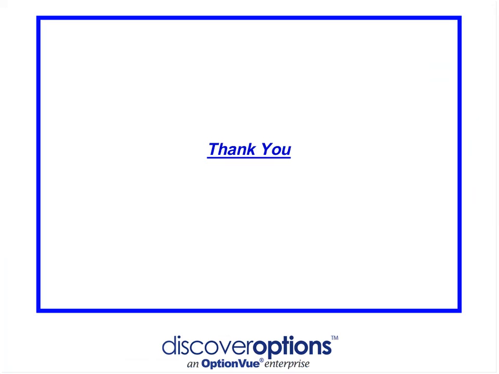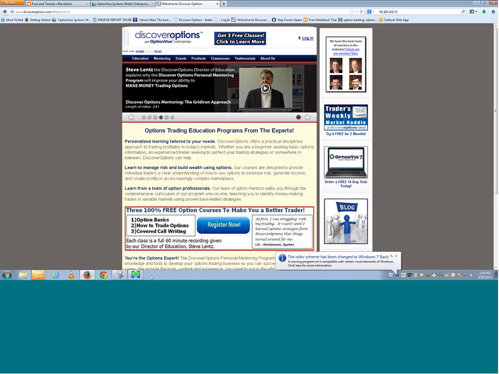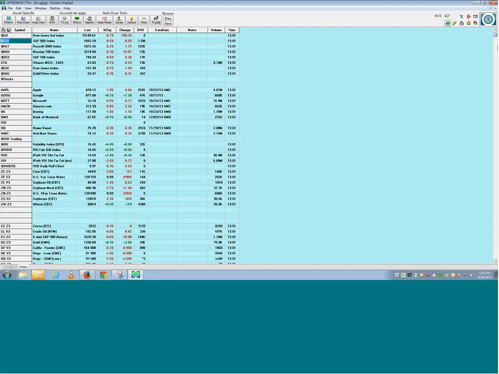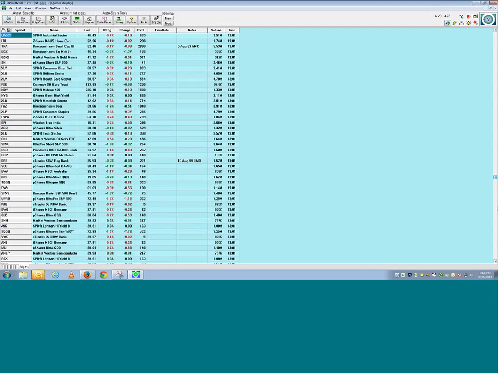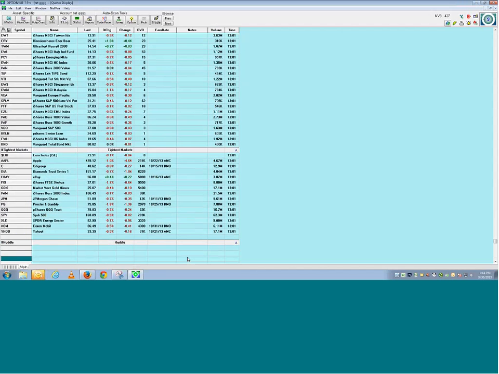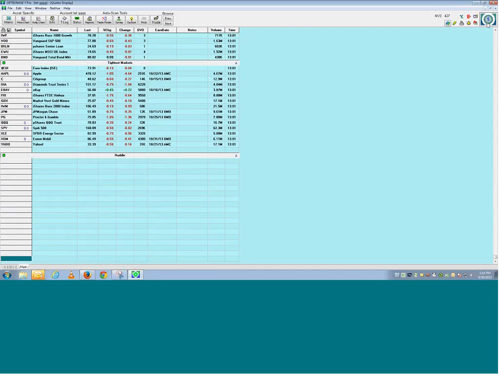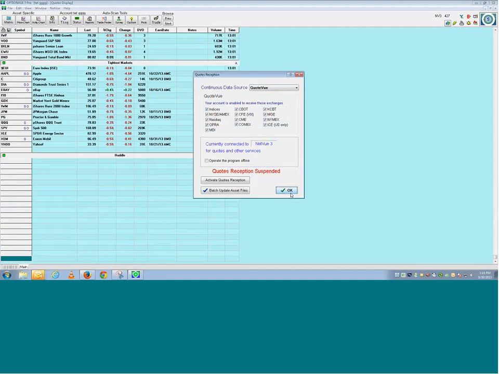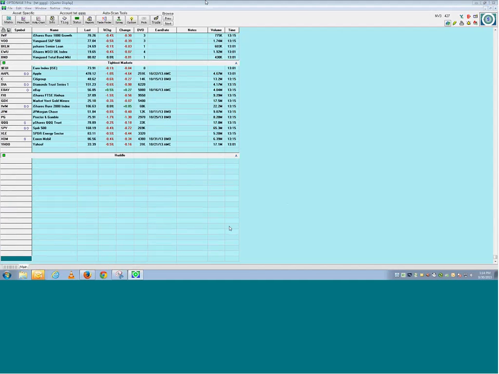I'm going to share with you my desktop. We're going to come over here and scroll down to here. Let's hit insert a whole bunch of times. Come down here. Let's get some real-time data coming in. Activate quotes reception. And let's go look at the symbols that you guys wanted me to look at.